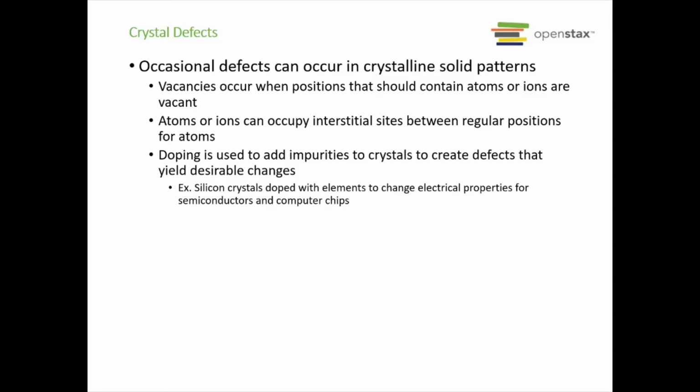Sometimes in a process called doping, impurities can be added to crystals, so they have these defects, and you can put an impurity in there. And this can create defects with things that we want. For instance, silicon crystals, they dope them with different elements to change their electrical properties to maybe give them a bigger band gap or smaller band gap for things like semiconductors and computer chips.